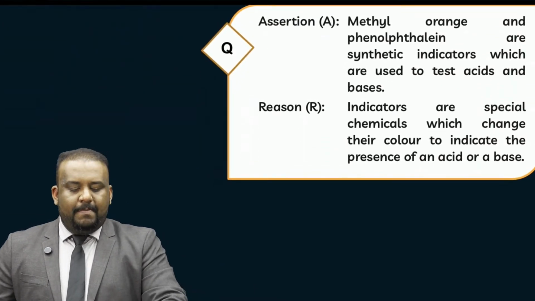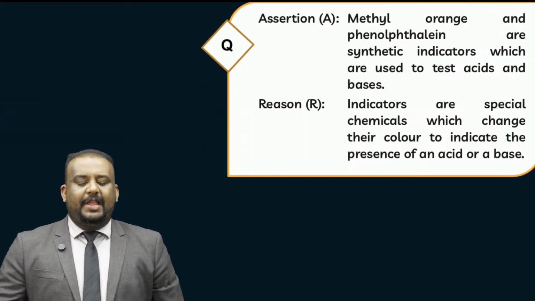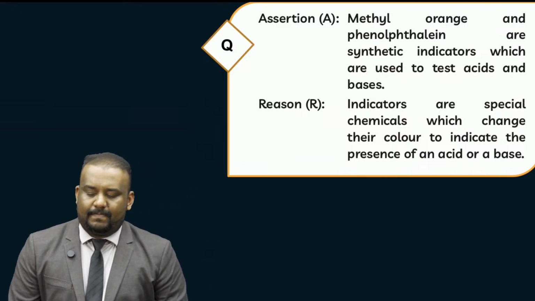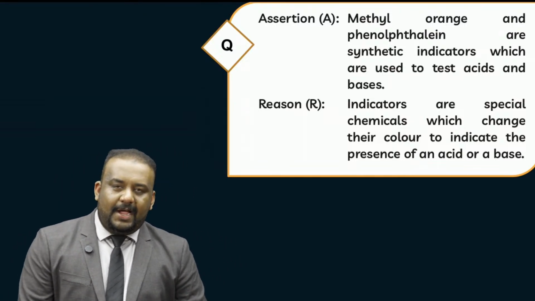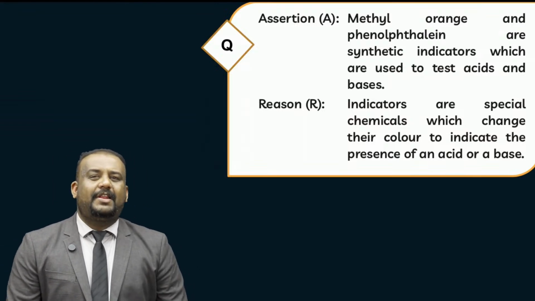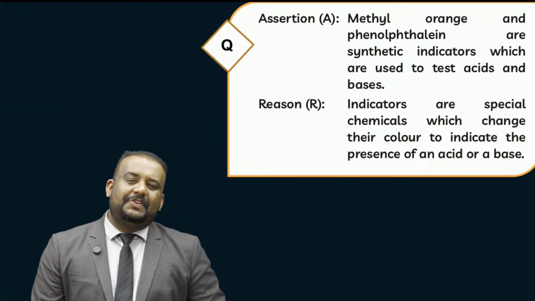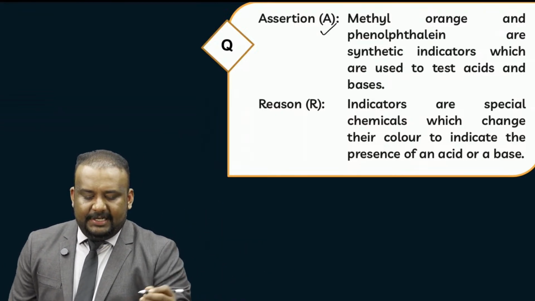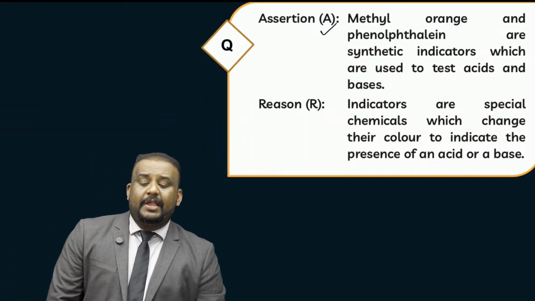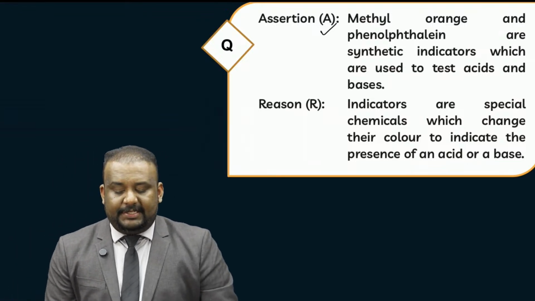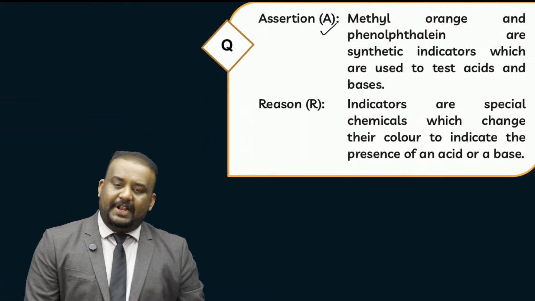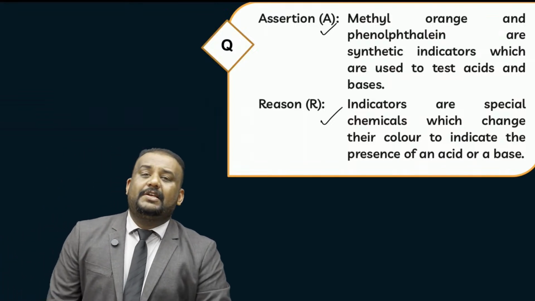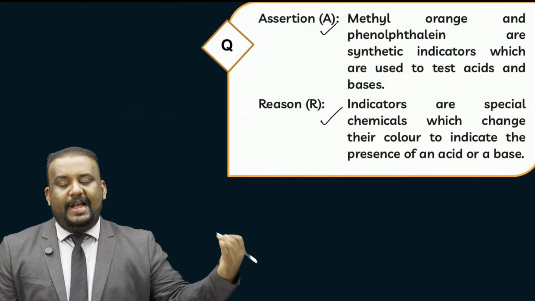The next question. Methyl orange and phenolphthalein are synthetic indicators which are used to test acids and bases. Is that true? Methyl orange and phenolphthalein, they are synthetic indicators. They are indicators which indicate the presence of an acid or a base. So that statement in the assertion is true. The reason given: indicators are special chemicals which change their color to indicate the presence of an acid or a base. That is also true, and that's why these indicators are used to test the presence of acids or bases.